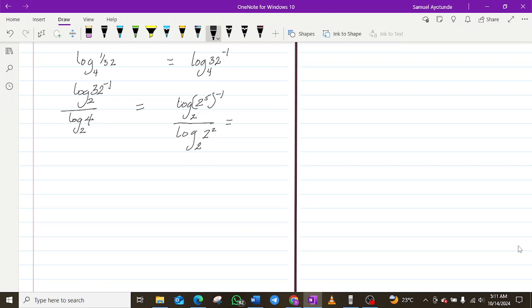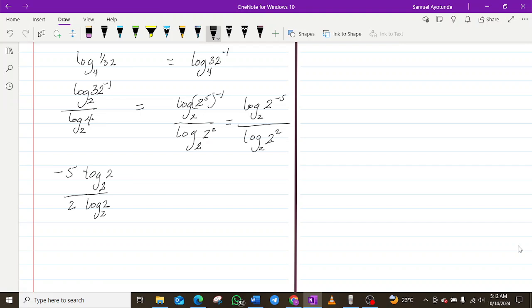So this is the same as log of 2 raised to the power minus 5. By the time the power in the bracket multiplies the power outside the bracket, I have 2 raised to the power minus 5 base 2, all divided by log of 2 raised to the power 2 base 2. So from here, power turns to coefficient. So we have minus 5 log 2 base 2 divided by 2 log 2 base 2. Whichever way, this is 1. Log 2 base 2, argument and base are the same, so they are both equal to 1.